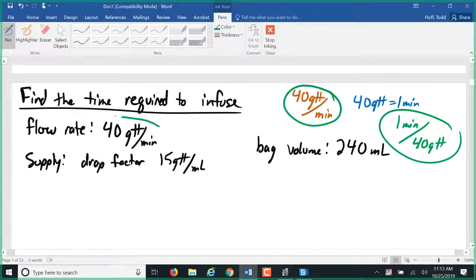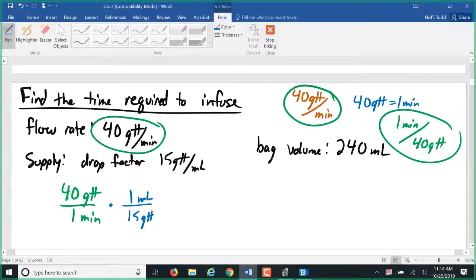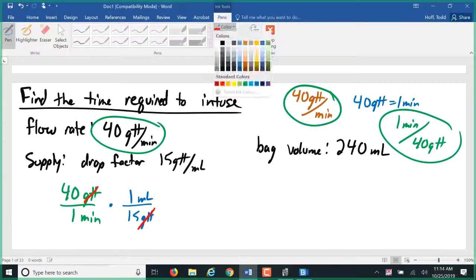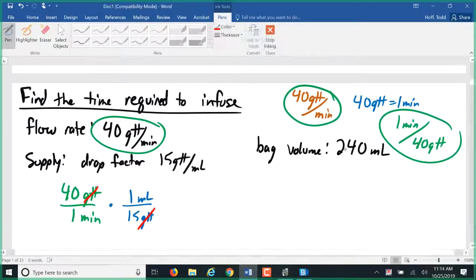So we'll start out with our current flow rate, 40 drops per minute. Time is on bottom of that, which means we're probably going to end up with time on bottom with our final result, but we can work with that. So that's 40 drops per 1 minute. Our drop factor, 15 drops per milliliter. Notice the drops had to go on bottom so that it would cancel out the drops that were on top in the other. Now here's the tricky part. My bag is 240 milliliters.